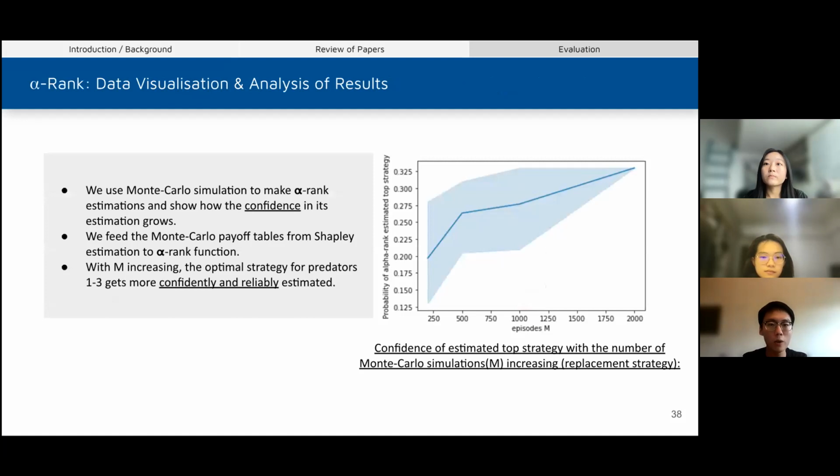Similarly, we study how the number of Monte Carlo simulations will affect the probability of top rank strategy by alpha rank metric. We feed the payoff tables generated from Shapley experiments to the alpha rank estimation function. We can observe from the right plot that with the number of simulations M increasing, the optimal strategy for predators gets more confidently and reliably estimated, where the y-axis measures the confidence score.